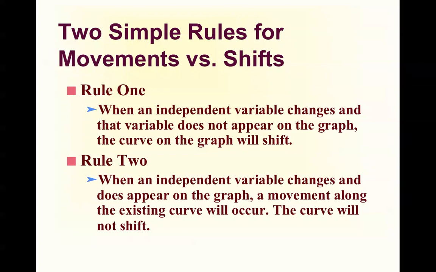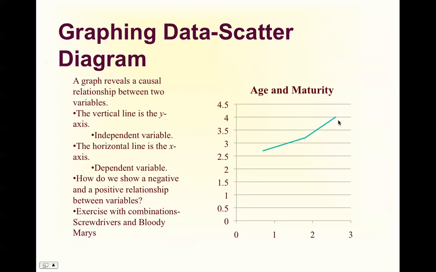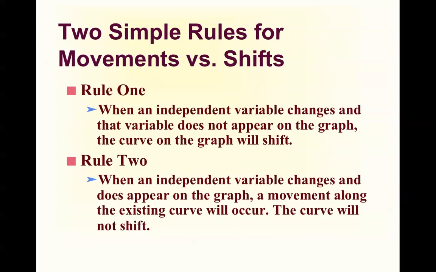Now, rule number 2, when the independent variable changes and does appear on the graph, a movement on the curve will occur. So we go back, and we have either age or maturity changing. That change would occur along the graph here, and it would be a movement along the graph. That would be a movement.